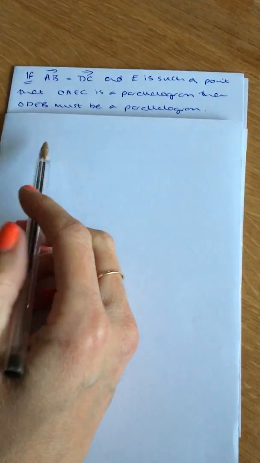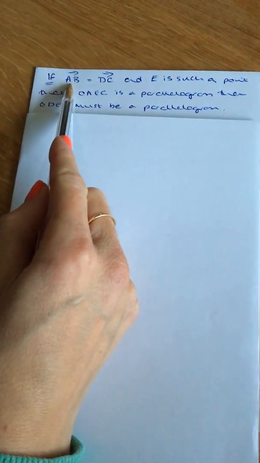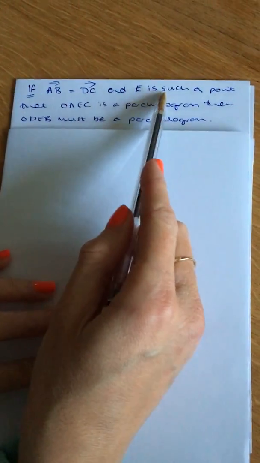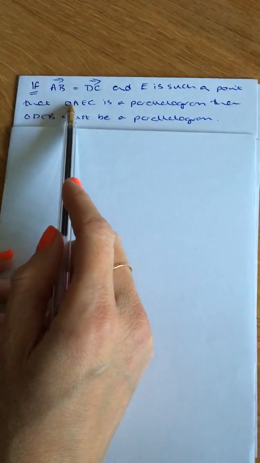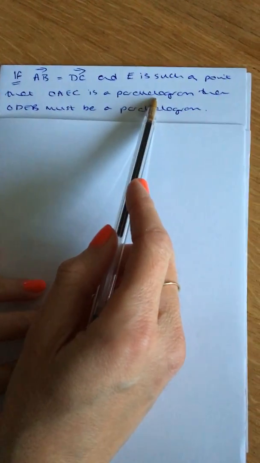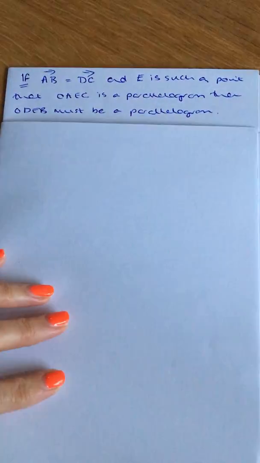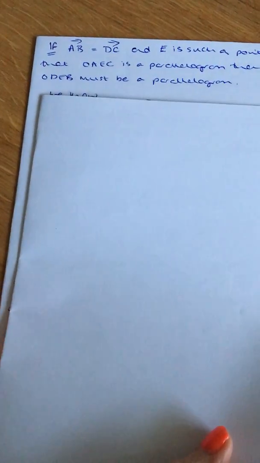Okay, so we've got a vector question. If AB, the vector A to B, is equal to DC, and E is such a point that OAEC is a parallelogram, then prove that ODEB must be a parallelogram too. Okay, where are we going to start?